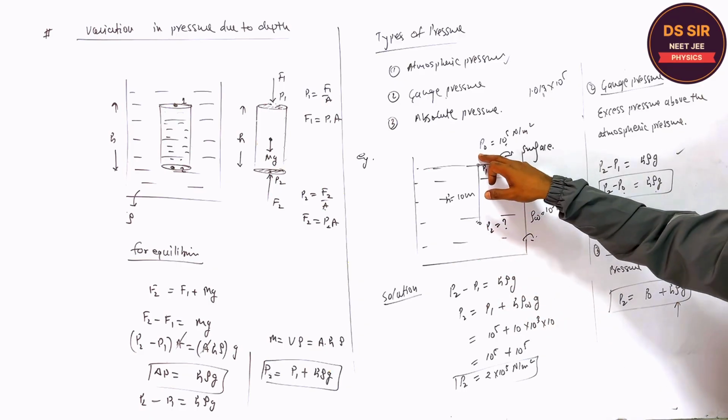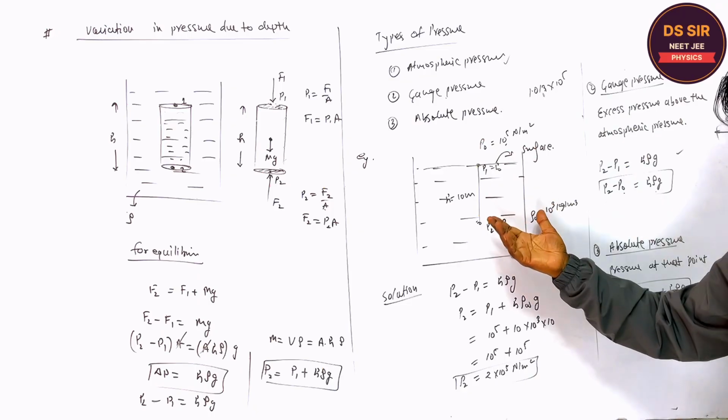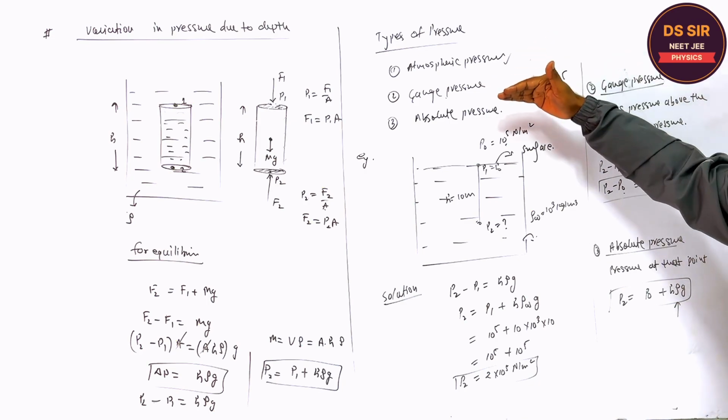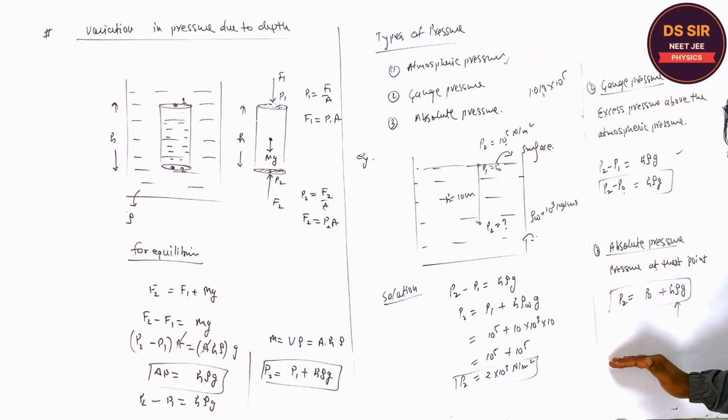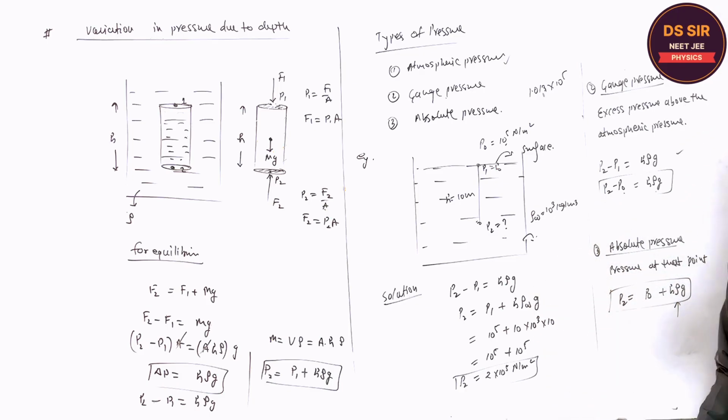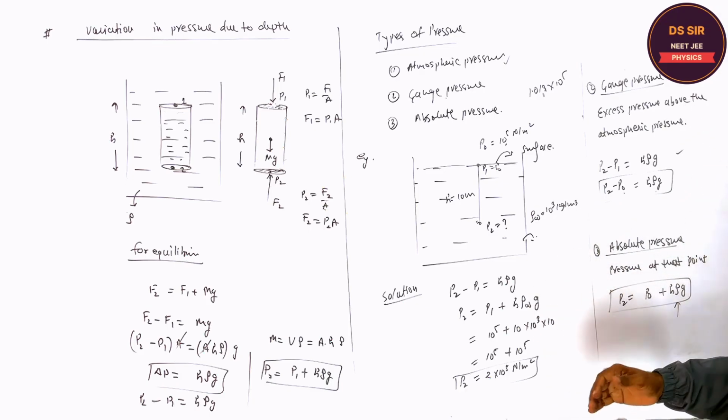And what is the atmospheric pressure? The atmospheric pressure is nothing but the pressure exerted by the atmosphere. So atmospheric pressure, gauge pressure, and absolute pressure, the definitions are simple. Also in your study material, you can go through the same definition and the same explanation you will get. Copy this.